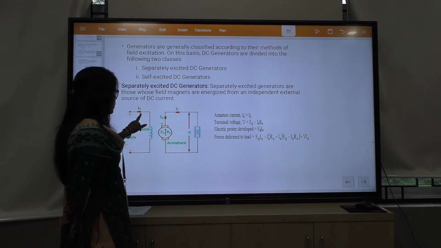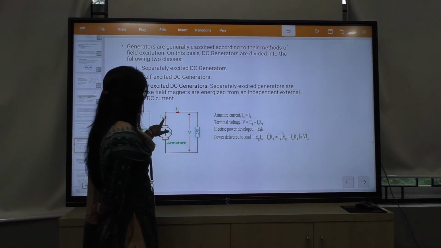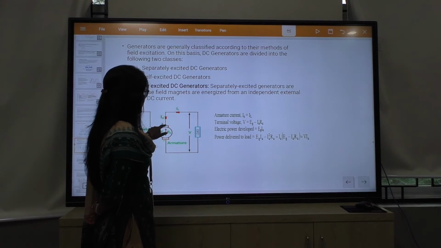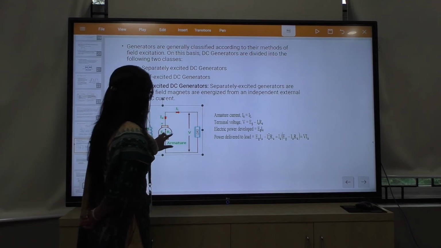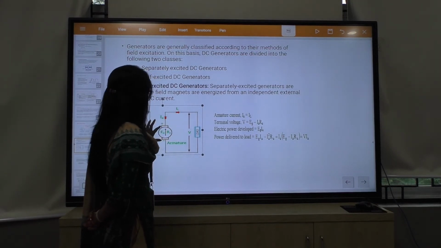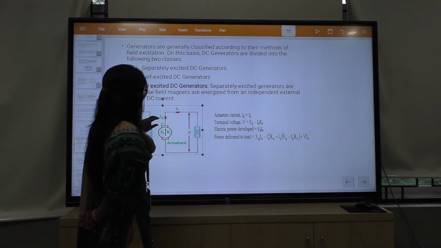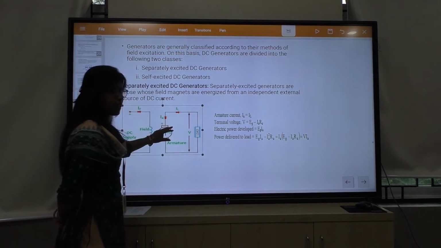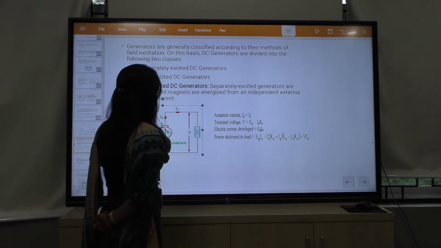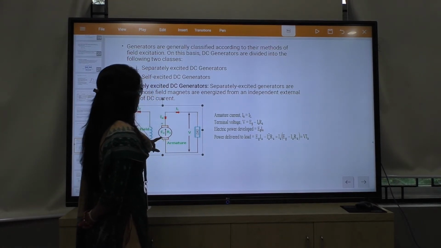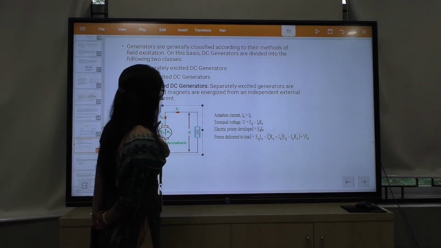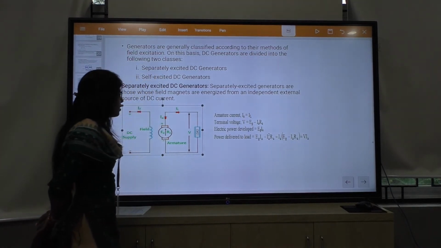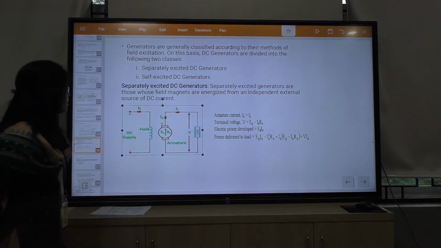Here the armature current flows in the direction of the arrowhead. The armature current Ia is equal to IL. The terminal voltage V is equal to Eg minus the drop across the armature resistance, that is V = Eg − Ia Ra. Second, the electrical power developed is Eg into Ia. Next, the electrical power delivered to the load is Eg Ia minus Ia squared Ra, that is V into Ia. This is the power delivered to the load.